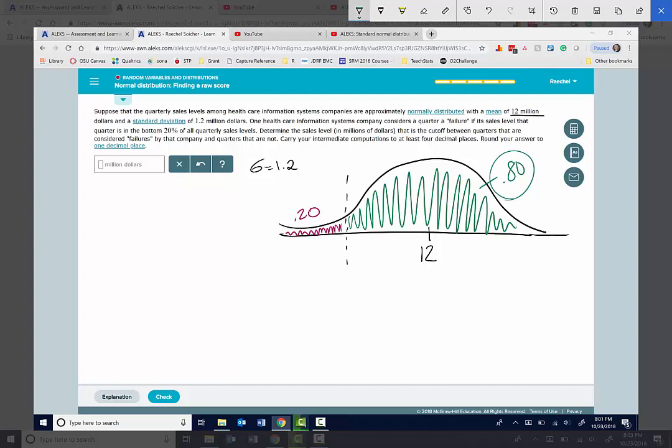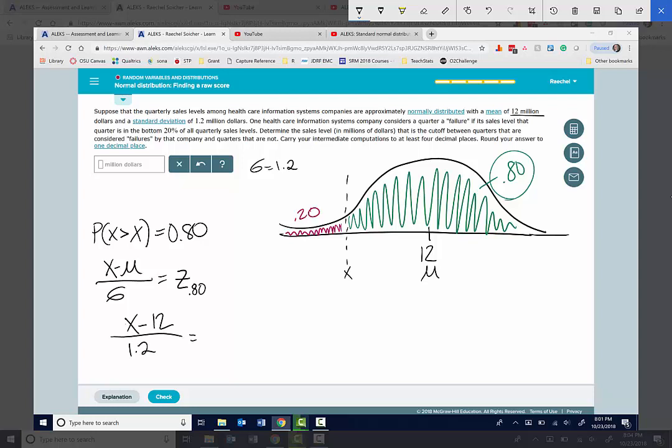What we're looking for in this particular problem is a value of x such that the probability of being greater than our little x value, which represents our cutoff, is equal to 80%. The formula that you want to use here is x minus mu, this is mu over here, 12 million, divided by the standard deviation. As I mentioned, we're going to need to find a z value as an intermediate step, so we can write that in here. Our formula works out to be x minus 12 million divided by 1.2 million is equal to z of 0.80.